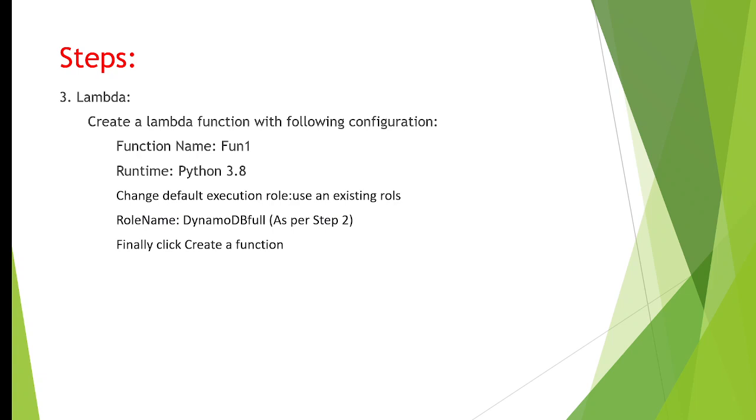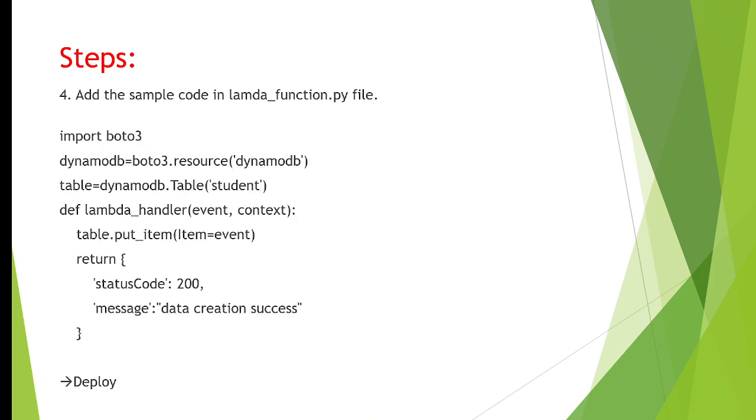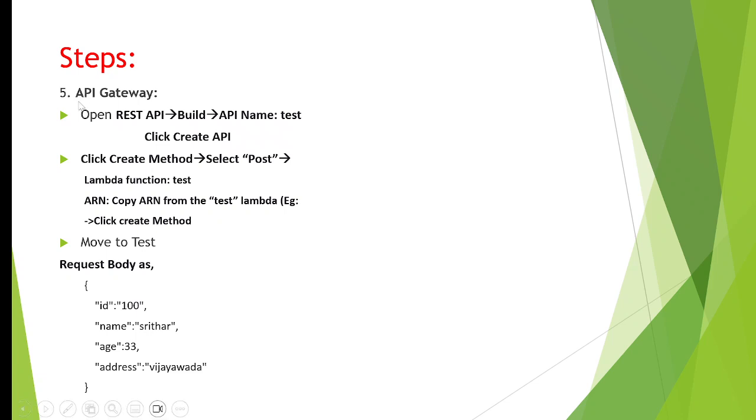And the third step is I need to create one Lambda function where the runtime environment is Python 3.8. This is the sample code I have to keep. I will explain this code during the demonstration. And finally, I need to map everything with the API Gateway. What the API Gateway will do is send the data to the Lambda function. Now the Lambda function will push the data to DynamoDB. So I'm going to show everything in practical.